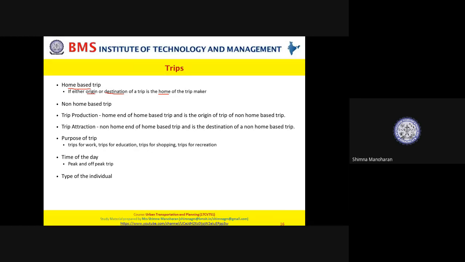Then trip production. So this is based on the trip, right? Trip production and trip attraction are based on the land use. So for the home-based trip, obviously one end will be your home. If you're going from home to college, this is a home-based trip, right? Because the origin is home. So this end of a home-based trip is nothing but production. So this area is nothing but the trip production.